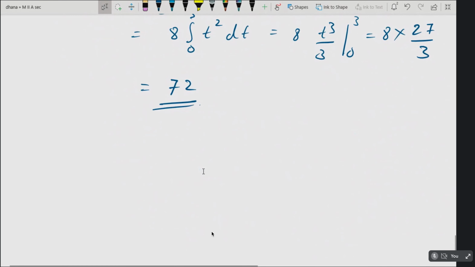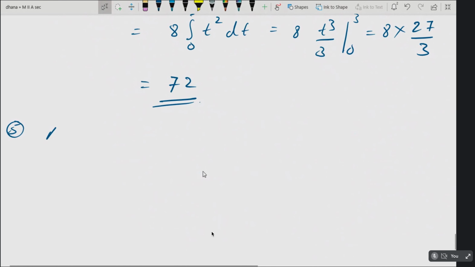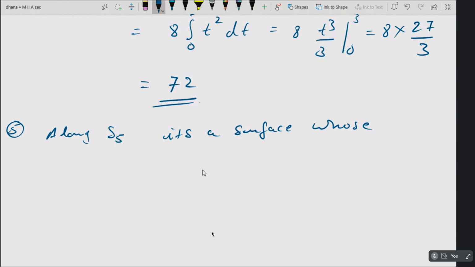Okay, now let us quickly do the last one also, the fifth one, along S5. Now it's a surface. S5 is the whole of the curved surface, is it or not? And what is the equation of that surface? It's a cylinder, y square plus z square equal to 9. So what is the unit normal vector to this one? Now for a surface, you need to calculate its unit normal vector. Understood all of you?